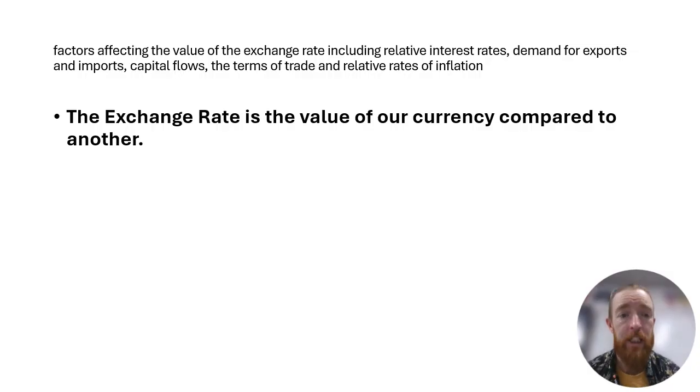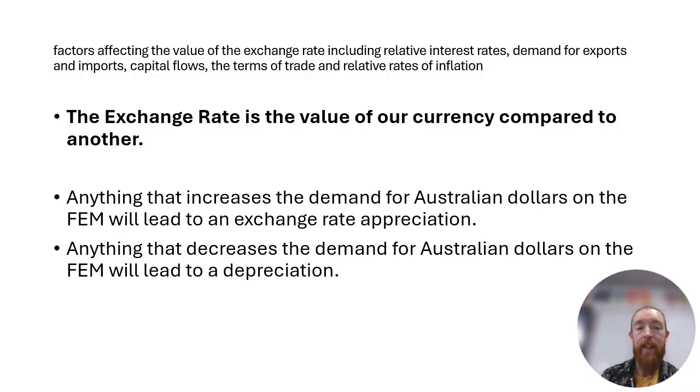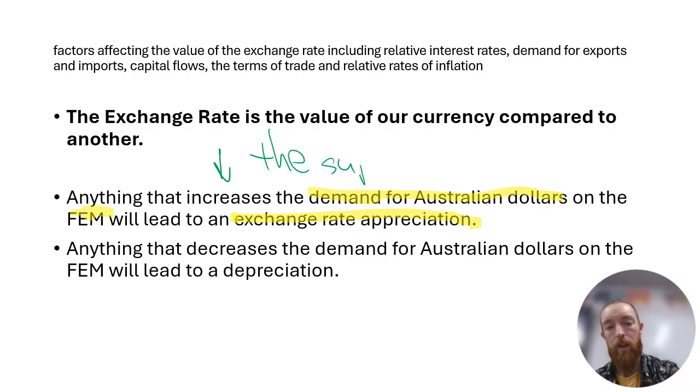Our next key knowledge dot point is the exchange rate, and the exchange rate is just the value of our currency compared to another, most often the US dollar, but it could be against any other currency. Anything that increases the demand for Australian dollars on the foreign exchange market will lead to an exchange rate appreciation. This could also be anything that decreases the supply, as they mean basically the same thing. And then on the opposite side, anything that decreases the demand for the Australian dollar on the foreign exchange market will lead to a depreciation or increases the supply.